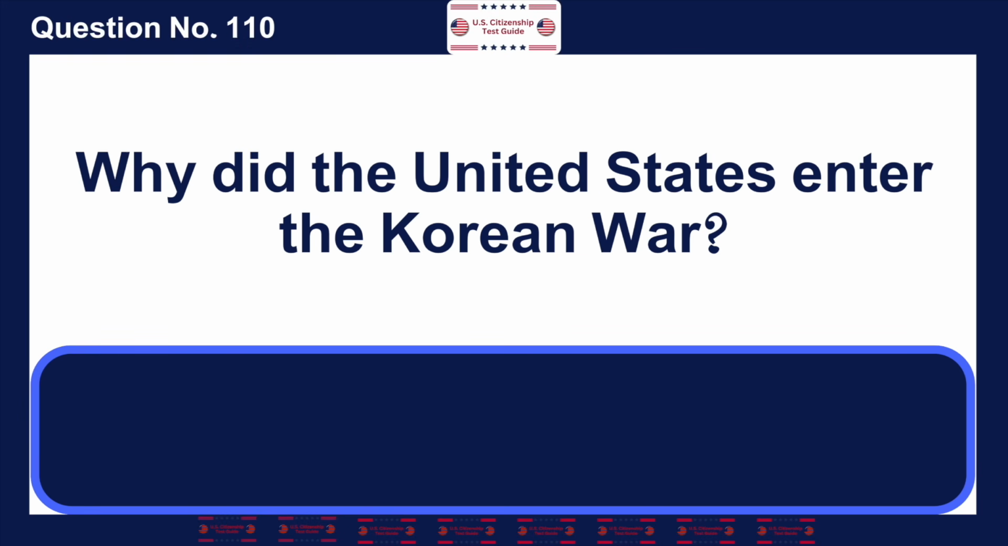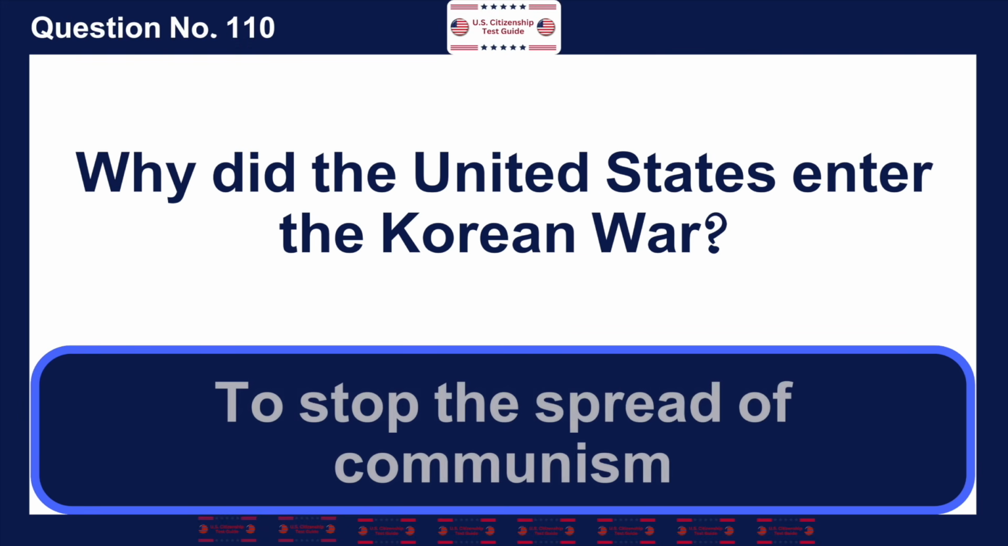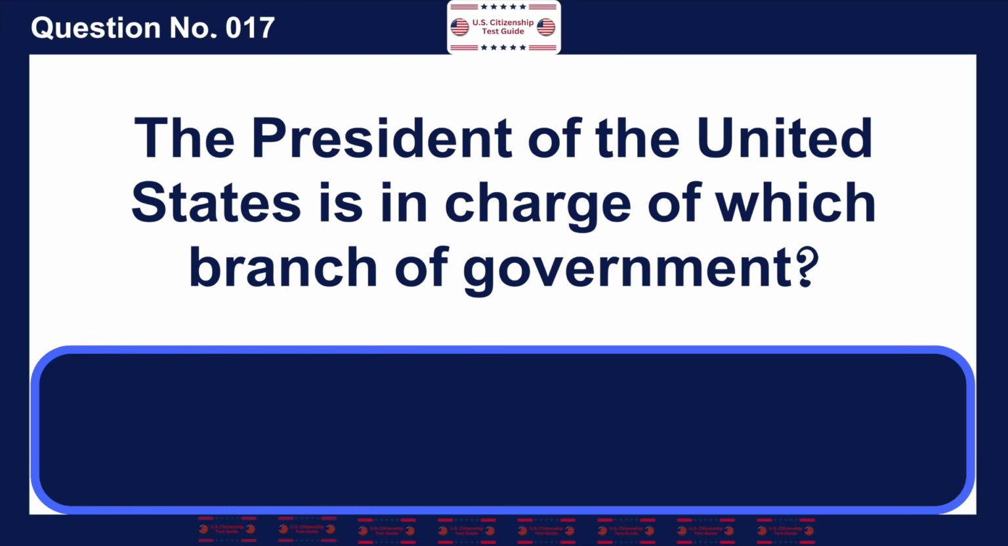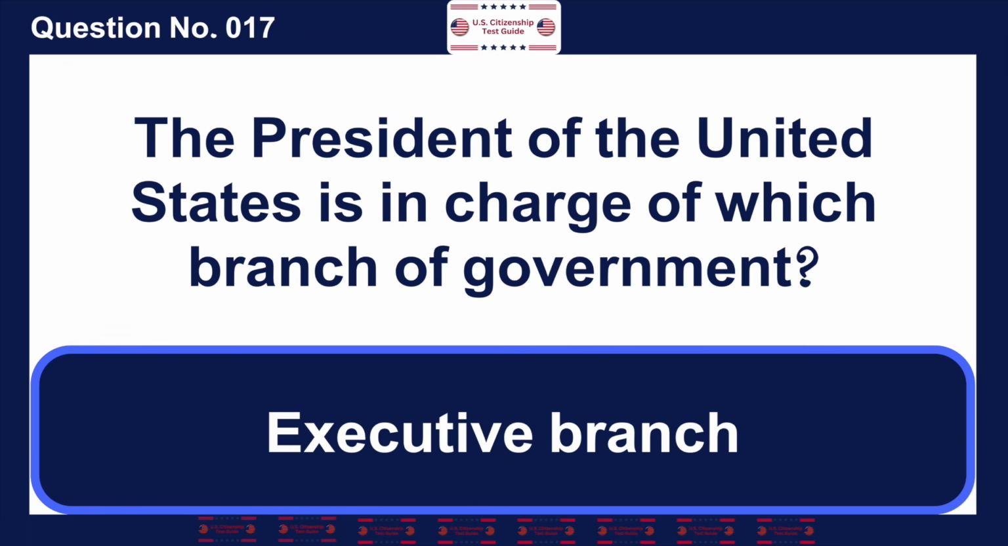Why did the United States enter the Korean War? To stop the spread of communism. Name one power of the U.S. Congress. Rights laws. The President of the United States is in charge of which branch of government? Executive branch.